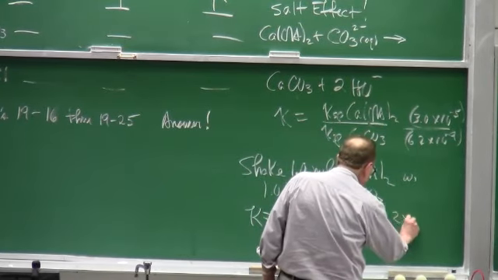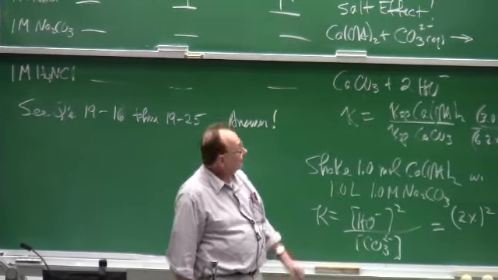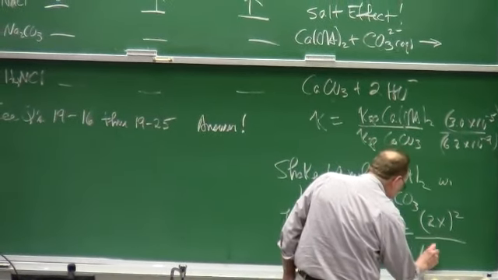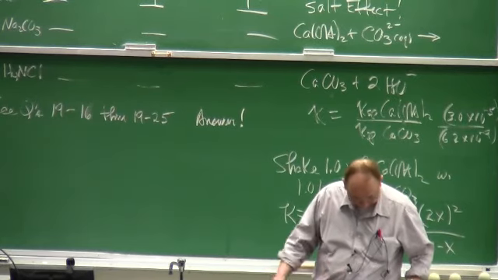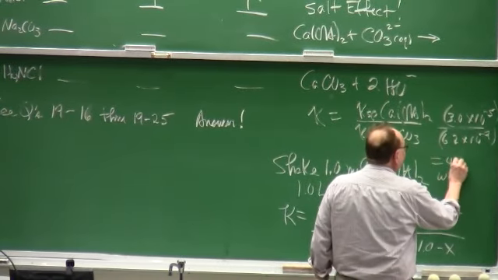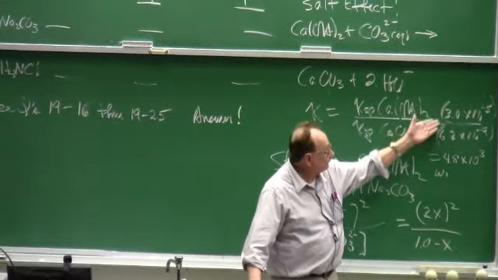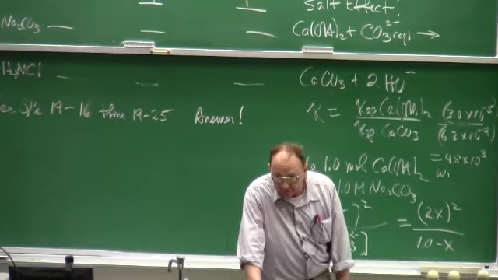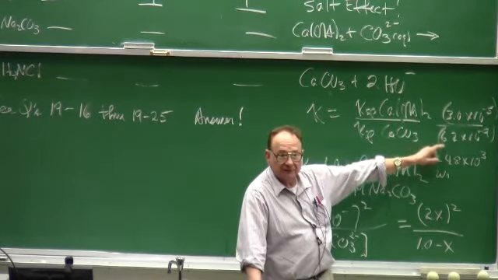Well, I'll write this as 2x quantity squared. X is the amount of calcium hydroxide I convert. So down here I'll have 1.0 minus x. This K value, you could see at a glance, is on the order of 500 times 10 cubed. Not 500, but 5, pardon me. It's really 4.8 times 10 cubed because this number is a little bit bigger than 6.